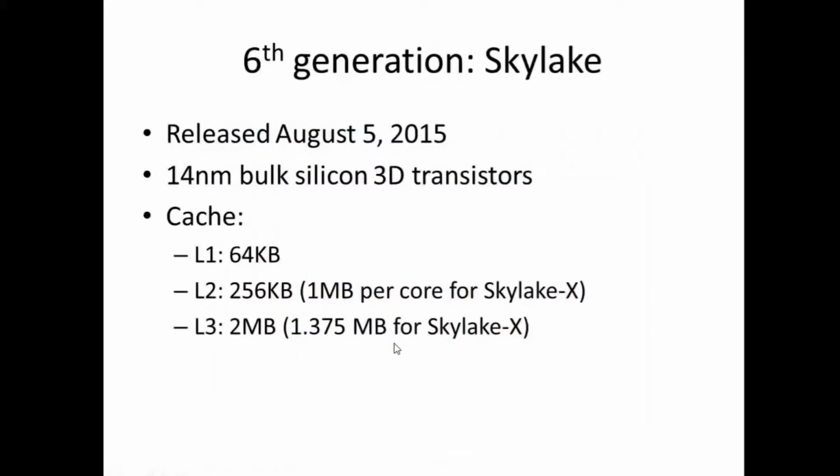The sixth generation was Skylake, released in 2015, manufactured using 14 nanometer bulk silicon 3D transistors. Cache sizes are 64 and 256 KB. L3 size was in megabytes. For the Skylake X, these were on a higher side.